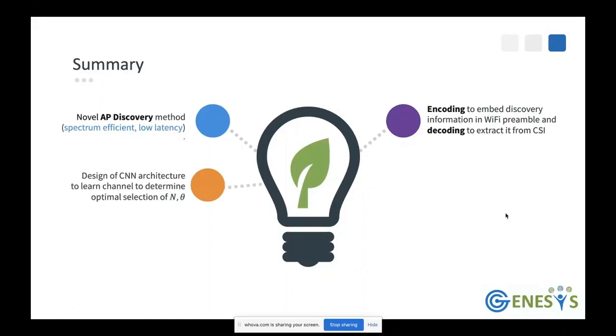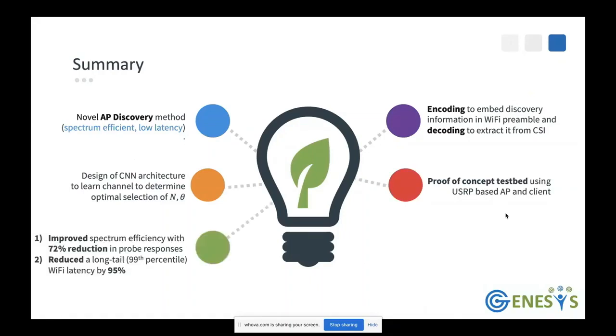Also, we designed CSIscan to learn the optimal level of n and theta. Also, of course, we developed a proof of concept with the USRP, AP, and the client. And these are some results that we found.